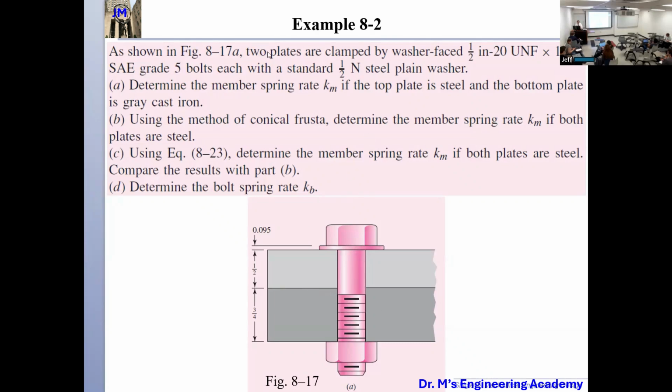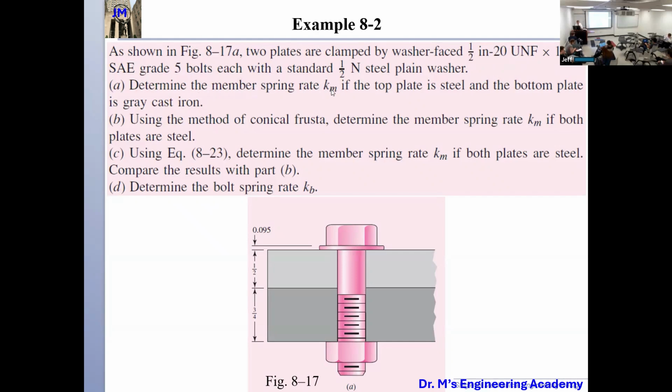So here, two plates are clamped together. Washer face is 1 inch. 1 inch UNC multiplied by 1/2 inch. This is the length, with Grade 5 bolts, and each with a standard 1/2 inch steel plate washer. So we determine the member spring rate and bolt spring rate.